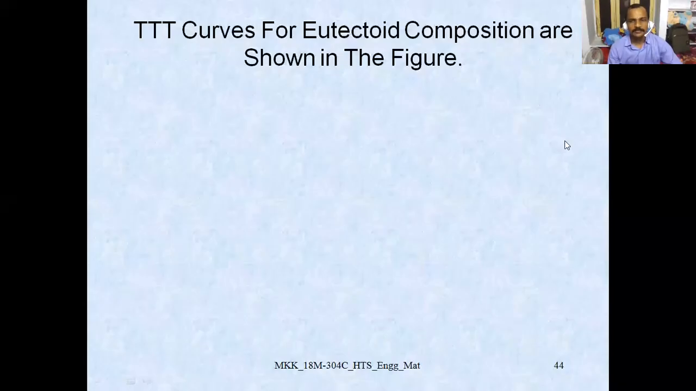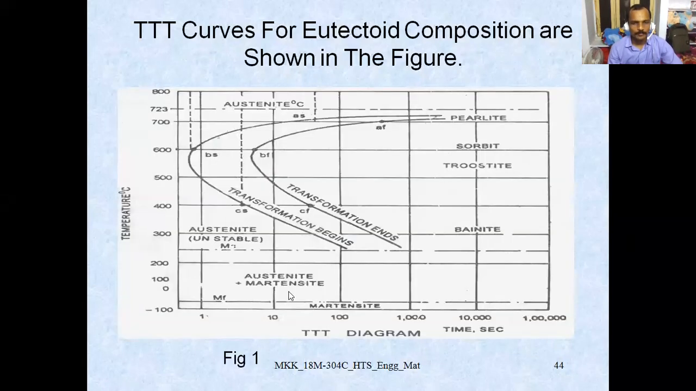So now let us see the triple T curves, TTT curves, for eutectoid composition. Here, this is the time along the x-axis in seconds, and on the y-axis temperature in degrees centigrade. The time is given as 1, 10, 100, 1000, 10,000 and 1 lakh seconds. Whereas the temperature is given as minus 100, 0, 100, 200 up to 700, 723, maximum 800 degrees centigrade.